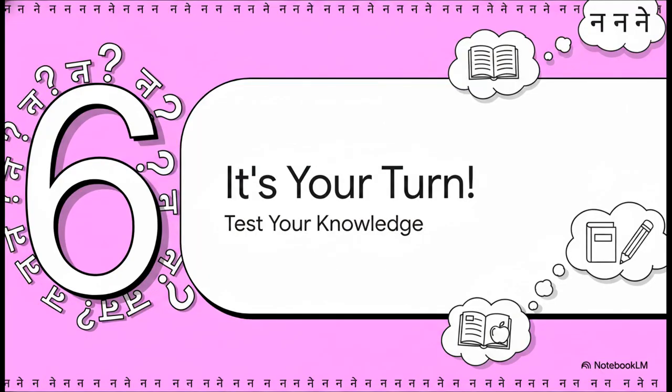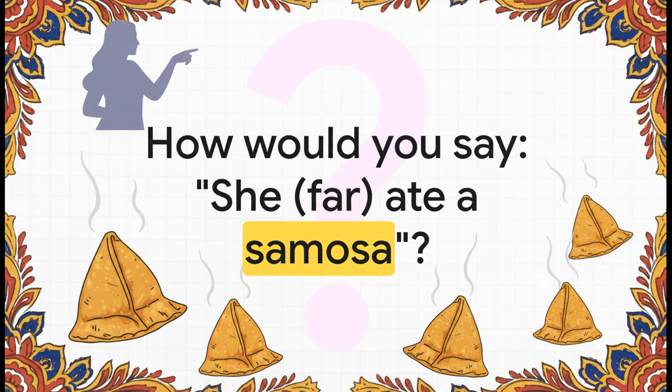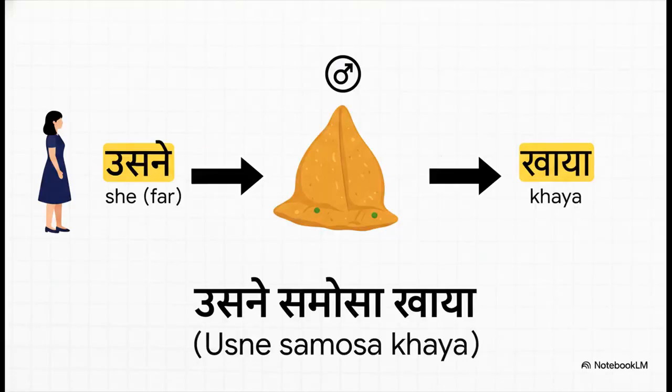All right, you've been listening, you've been repeating. Now it's time to put your new skills to the test. I'm going to ask you a question, and you try to form the sentence in your head. First question. How would you say, she, far, ate a samosa? Think about the pronoun for she, far, and remember the gender of samosa. I'll give you a moment. Did you get it? The answer is usne samosa kaya. We use usne because it's she, far, and kaya because the object, samosa, is masculine. It doesn't matter that the subject is she.